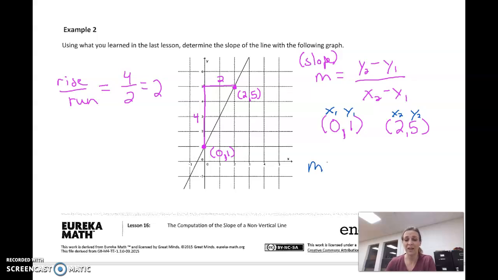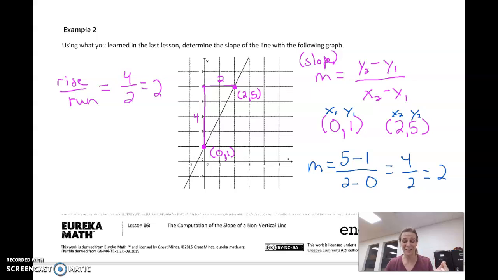So I have m equals, now y sub 2. If you have your formula here, you're just plugging numbers in. My y sub 2 is 5 minus, because we're subtracting, whatever my y sub 1 is. Well, my y sub 1 is 1. Then I take the difference in my x's. My x sub 2 is 2 minus my x sub 1, which is 0. 5 minus 1 is 4. 2 minus 0 is 2. 4 divided by 2 is 2.